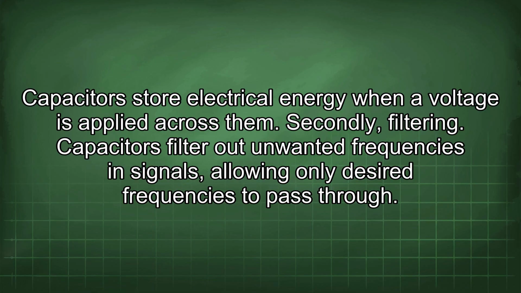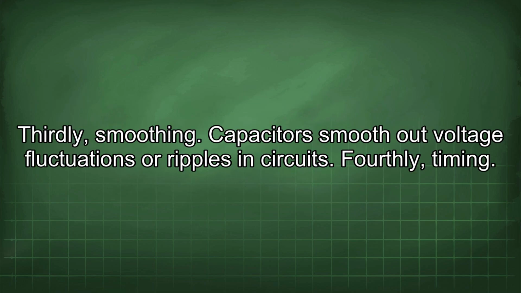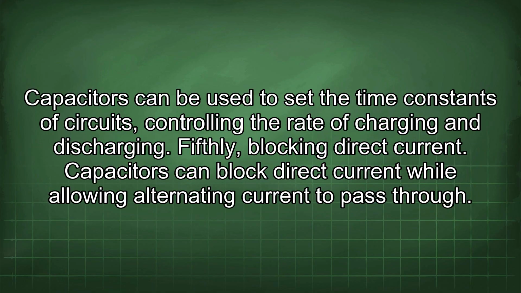Secondly, filtering. Capacitors filter out unwanted frequencies in signals, allowing only desired frequencies to pass through. Thirdly, smoothing. Capacitors smooth out voltage fluctuations or ripples in circuits. Fourthly, timing. Capacitors can be used to set the time constants of circuits, controlling the rate of charging and discharging.